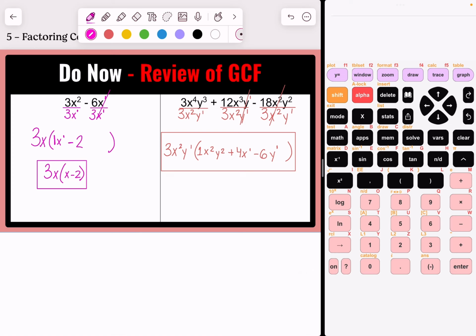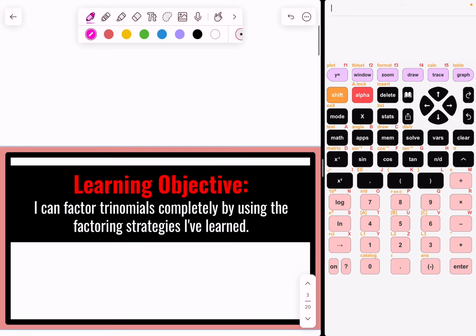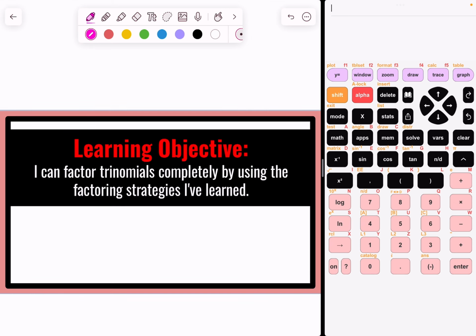Every single problem, no matter what method of factoring we are going to do, we want to try to take out the GCF. So today, we are going to learn how to factor, not only trinomials, but anything, polynomials in general, polynomials completely, by using factoring strategies that we have learned.